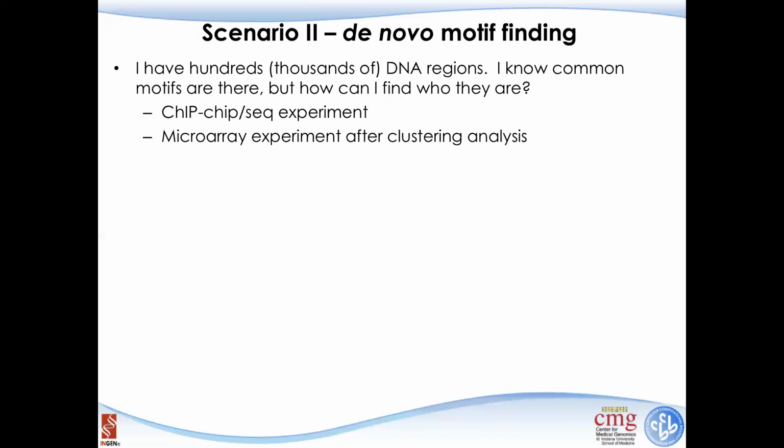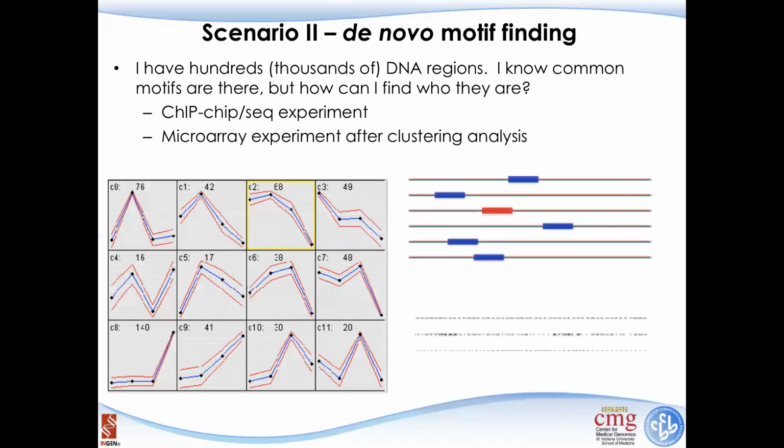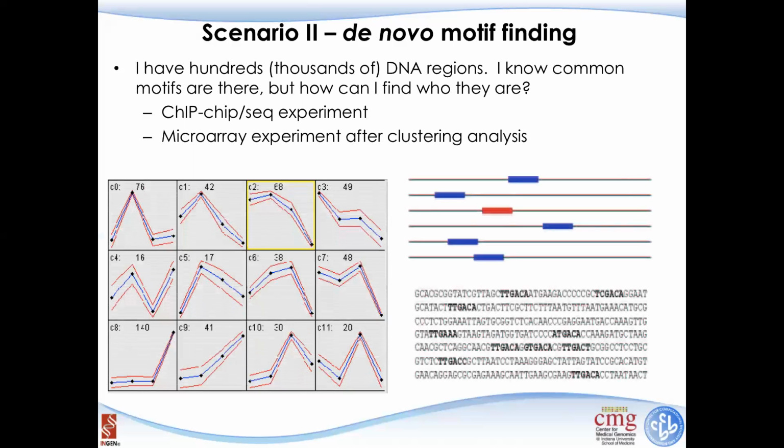We can use a ChIP or ChIP-seq experiment to get those regions. And we also can do a microarray experiment after clustering analysis. But still, it's very difficult because we have no idea what the actual signal is. Of course, here we show that we already know the answer, where they are and where they are located. But before we know the answer, we have no idea. We just have hundreds or thousands of DNA sequences, and we need to find the common sequence on all of them. Then what can we do?